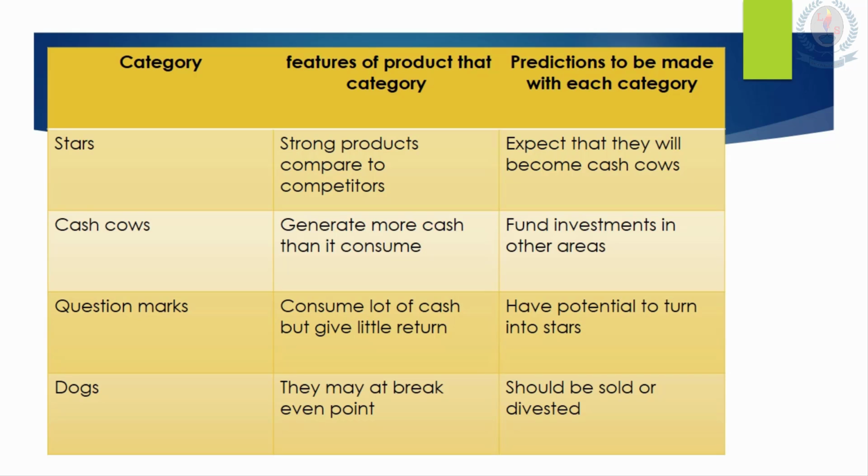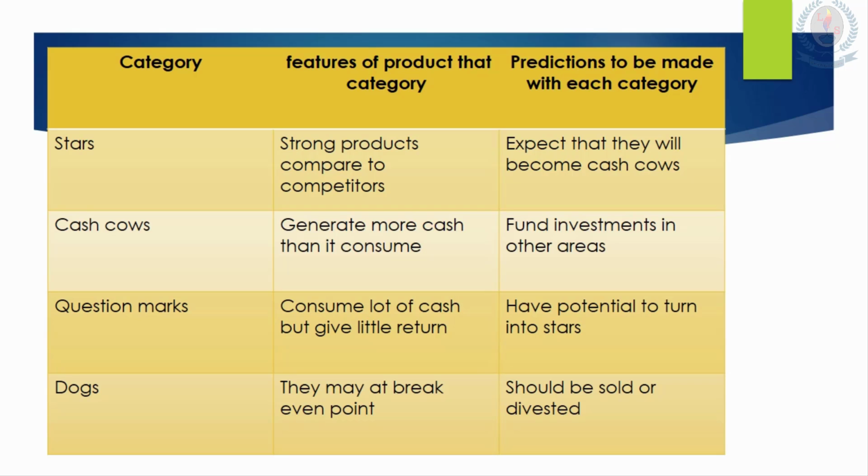In this category, the product lines we categorize have a low relative market share, and the market growth rate is also low. It means they are at the break-even point. At the break-even point, you know that the total cost is equal to total revenue. No? They are at the break-even point. So, we have two options.